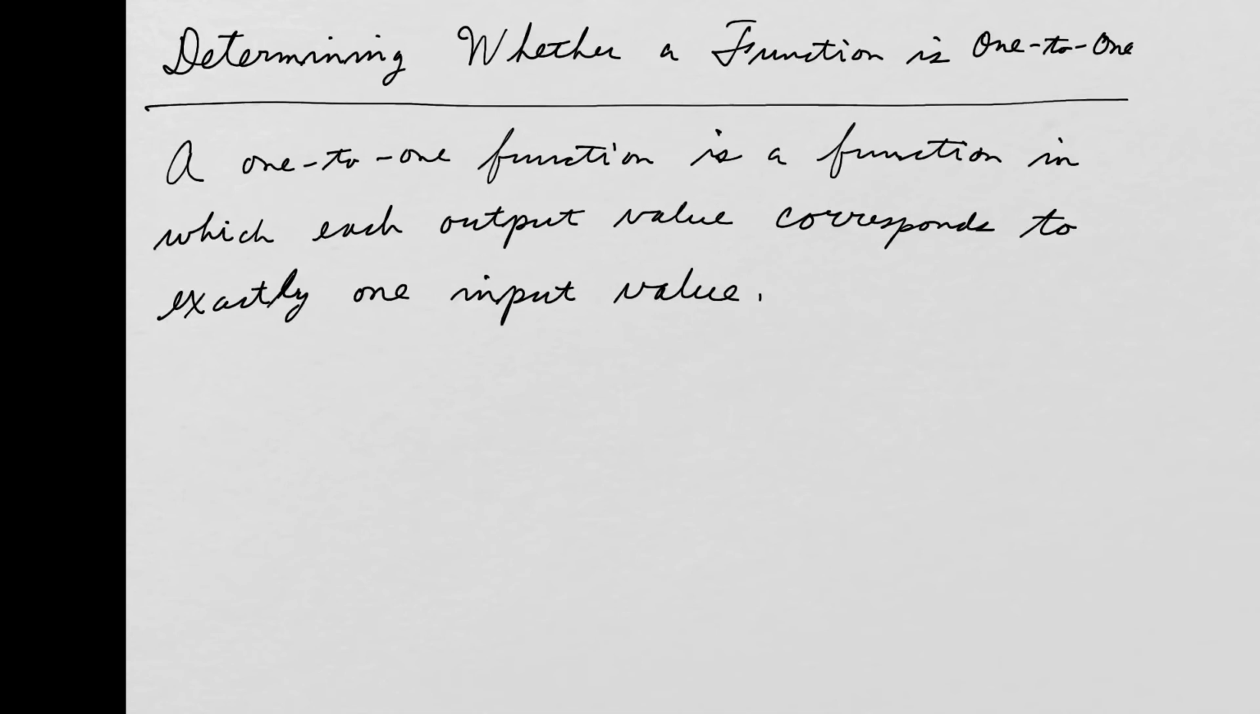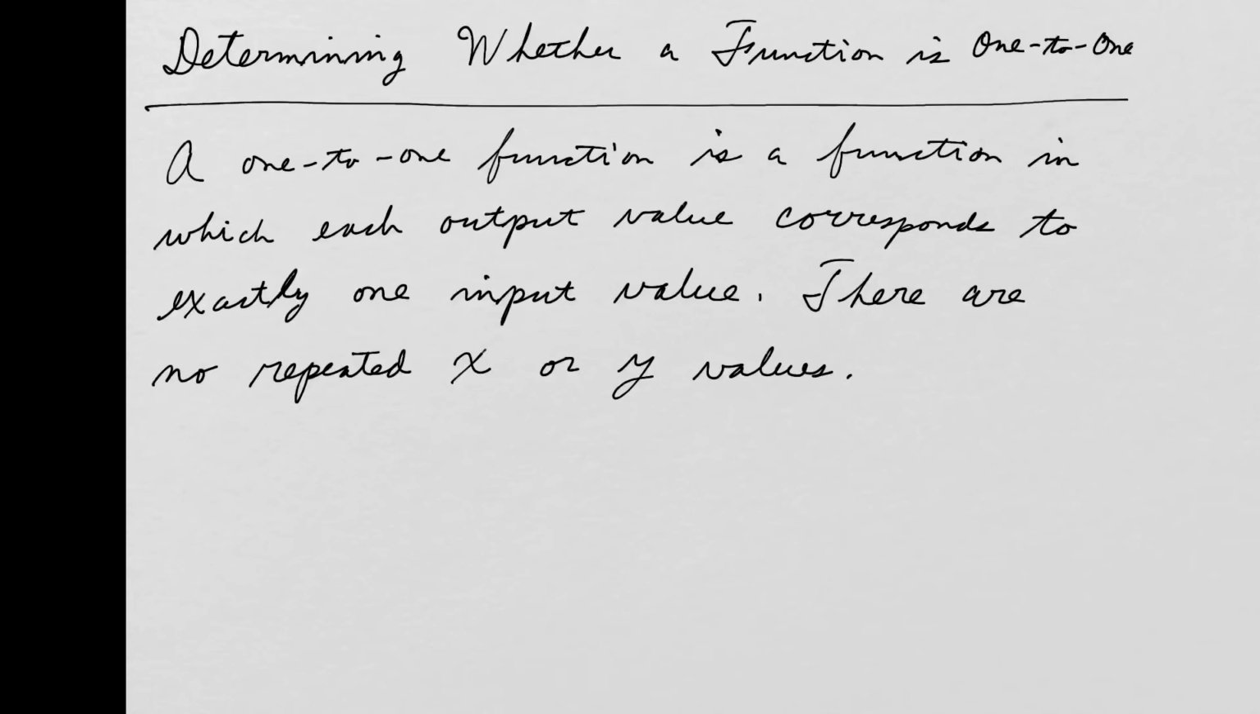And remember, a function itself is a relation in which each input value corresponds to exactly one output value. So this is just going the other way. What this means is that a one-to-one function will have no repeated x or y values. Remember, if there are no repeated x values, that's what makes it a function. And in addition, if there are no repeated y values, it makes it a one-to-one function.